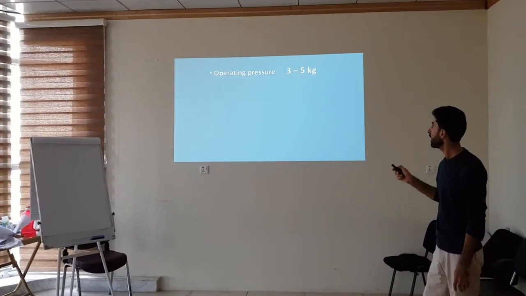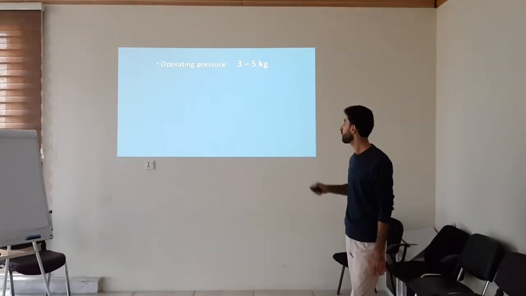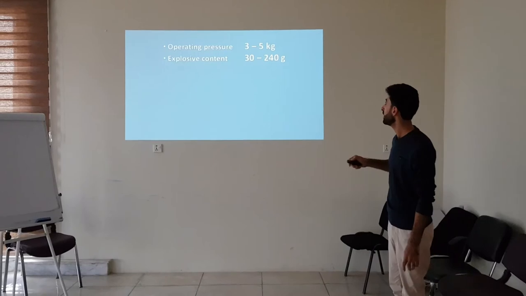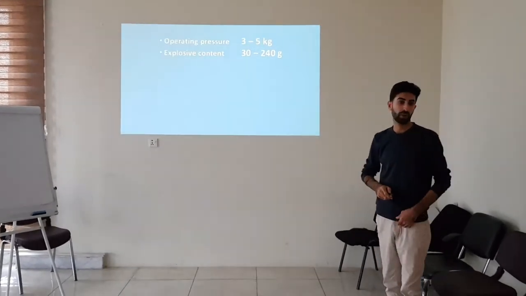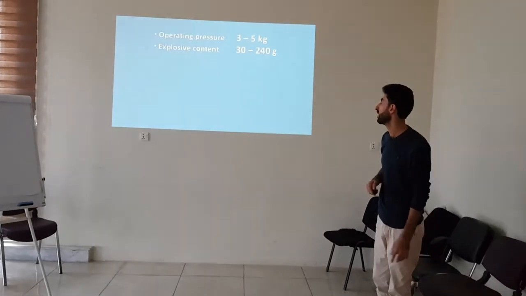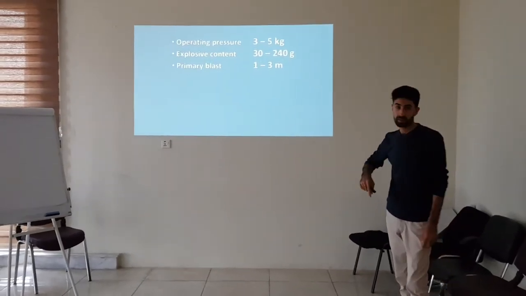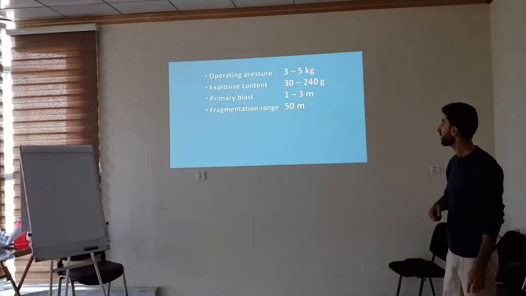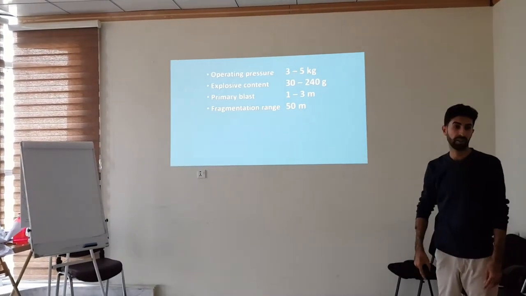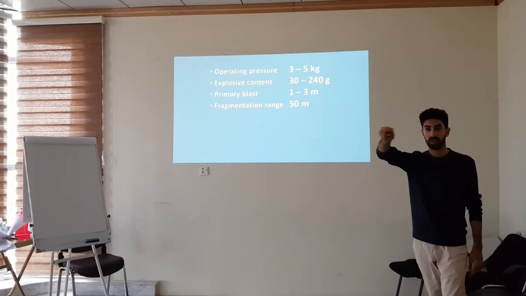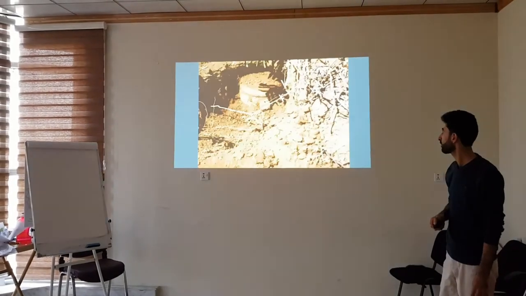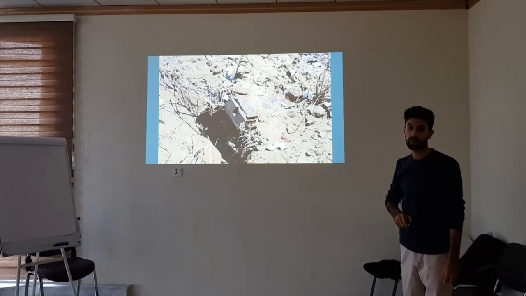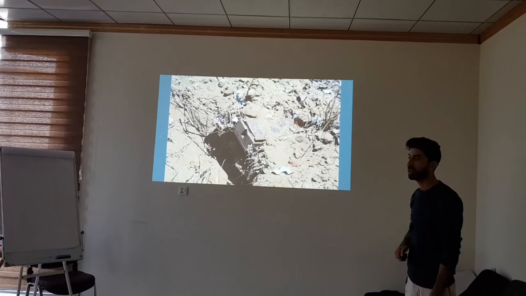The operating pressure of it is 3 to 5 kilograms, and it will explode. The explosive content is from 30 to 240 grams. Primary blast is 1 to 3 meters, and the fragmentation range is about 50 meters. The effect of it is about 50 meters in a circle. This is underground, and this is overground, and it explodes by pressure.